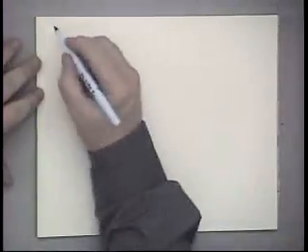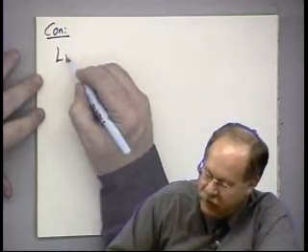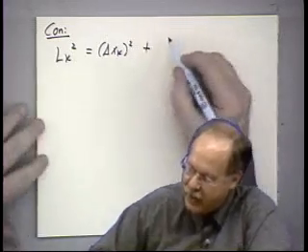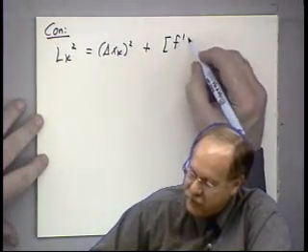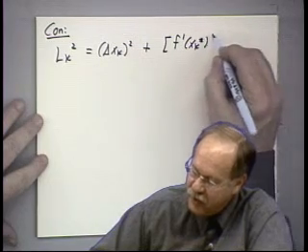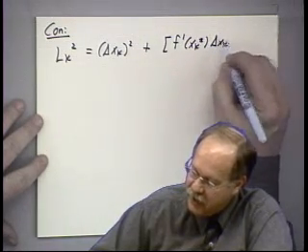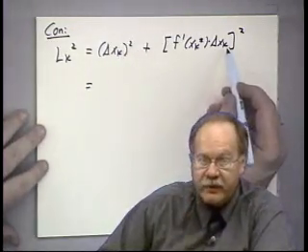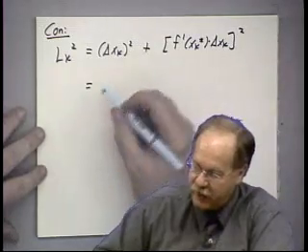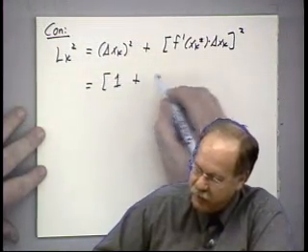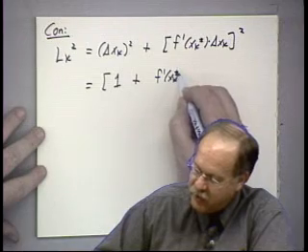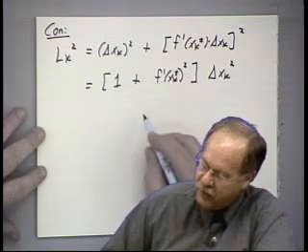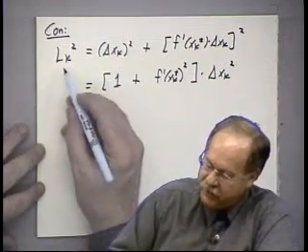So continuing our argument, Lk squared is equal to delta xk squared plus, and now we will replace that difference by f prime of xk star times delta xk, all squared. Since delta xk is common to both of these and squared in both cases, let's factor it out. So this becomes 1 plus f prime of xk star function squared, and then delta xk itself squared on the outside.